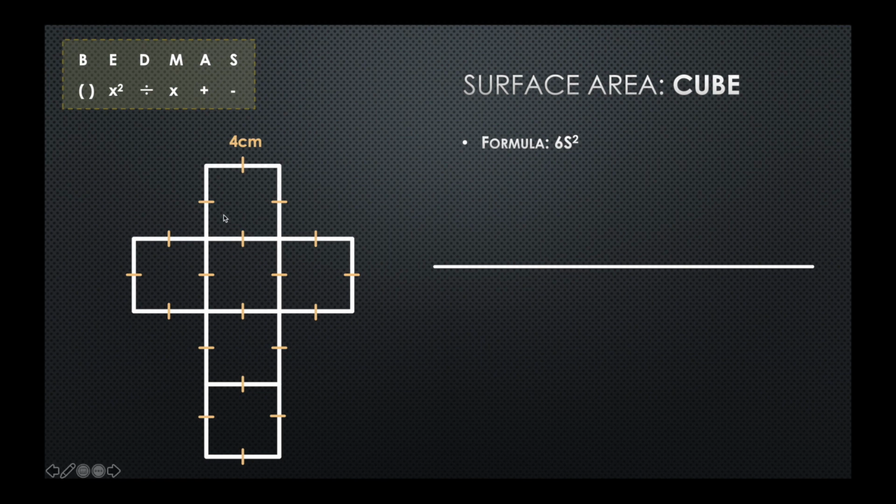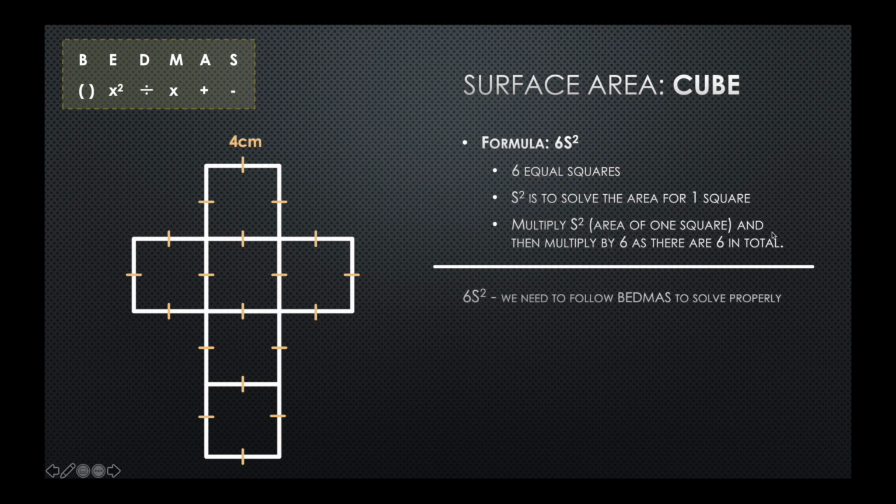So when we do a formula for solving a square, it's actually s to the power of 2, meaning s times itself. So you can see here, every single side is 4. So if we do 4 squared, that would find the area for one of these squares. Now we have 6 equal squares, so that's why we would multiply the area of one of these by 6 to get the total surface area. So let's go through the steps.